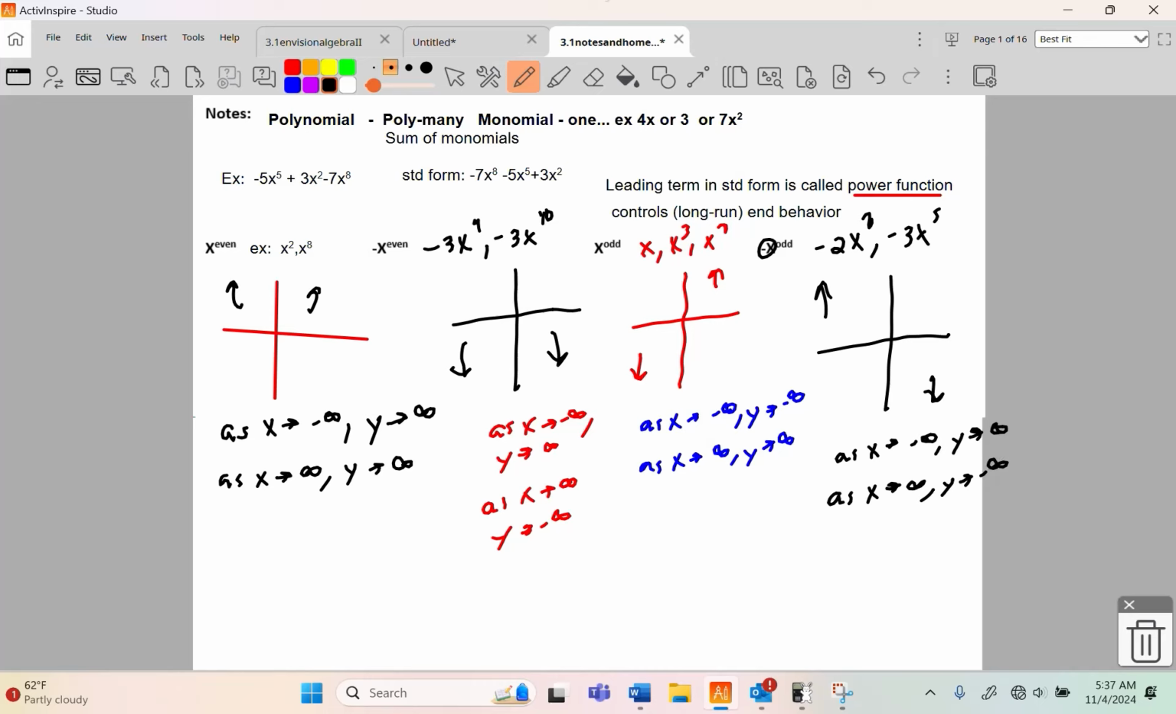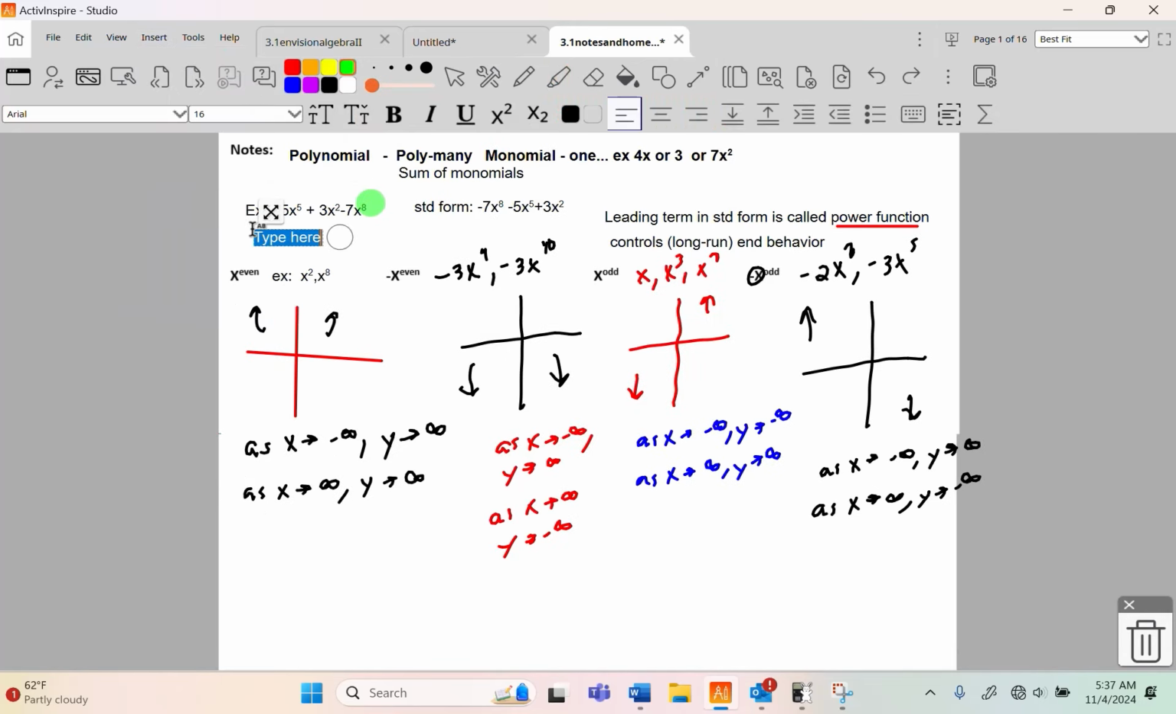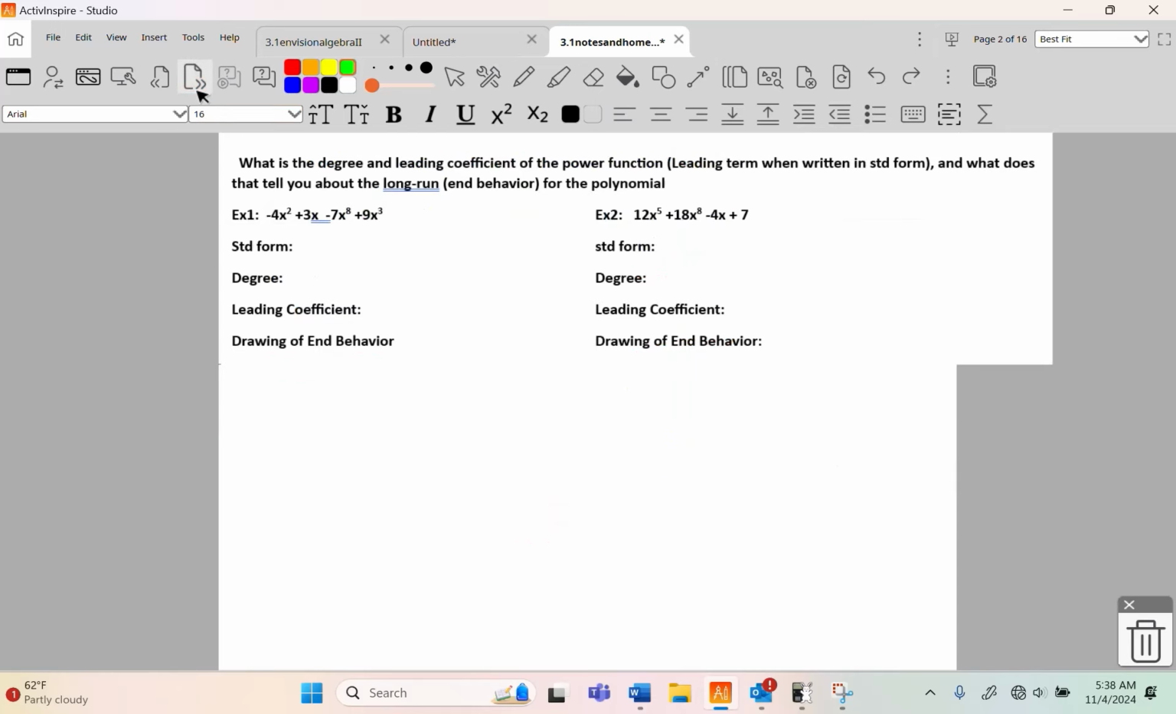All right, there's your notes for that. Of course, I didn't talk about degree. Degree is the highest exponent. Like this guy right here is an 8th degree polynomial. And the degree is also found from that leading term in standard form. All right, so I got 2 examples for you for your notes. You're supposed to rewrite these things in standard form, find their degree, and so forth.